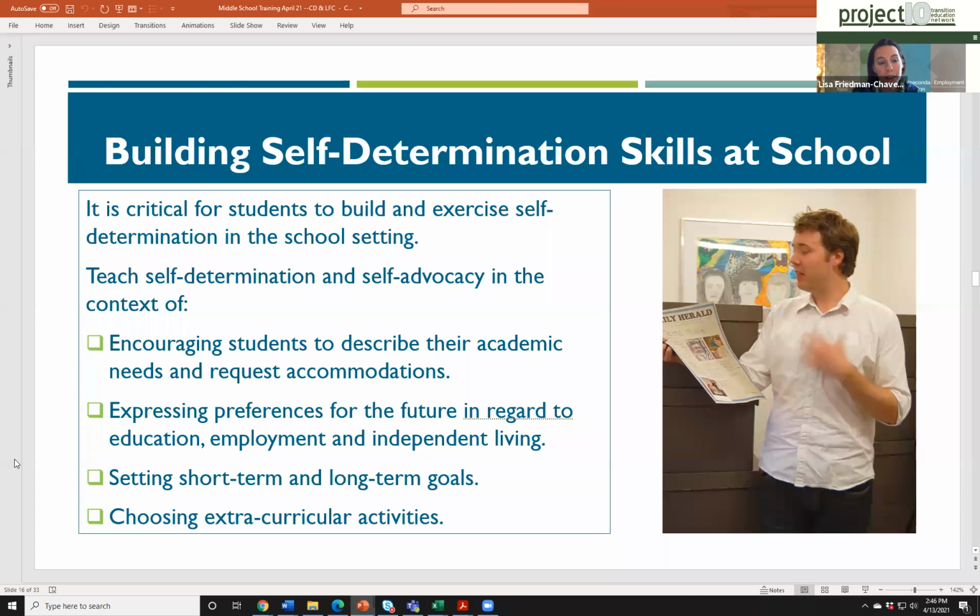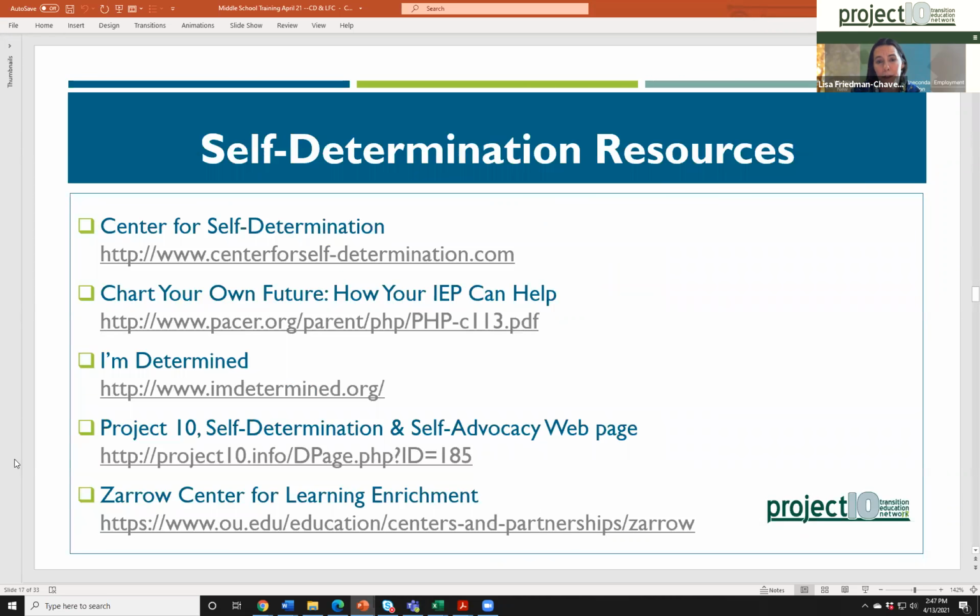Also, you can see the third bullet, setting short-term and long-term goals, and extracurricular activities. When we talk about course of study, extracurricular activities are part of that. And we want to make sure that our students are involved in extracurricular activities that will help them to determine what they like and what they don't like. And once they start figuring out, this is what I want for my post-secondary goal, that is also in alignment with that. Some resources for self-determination.